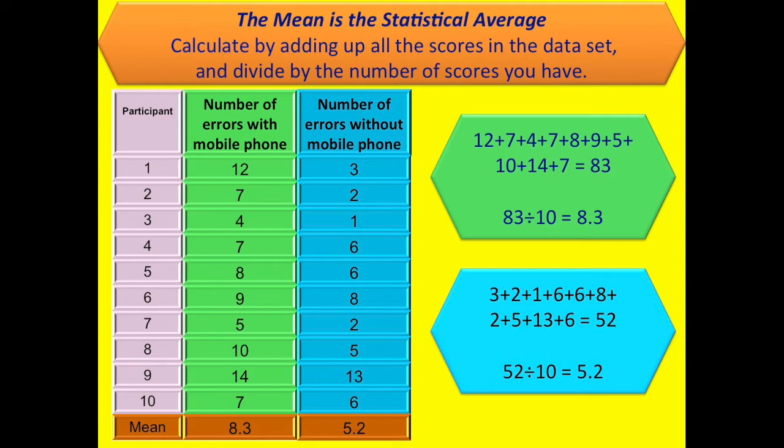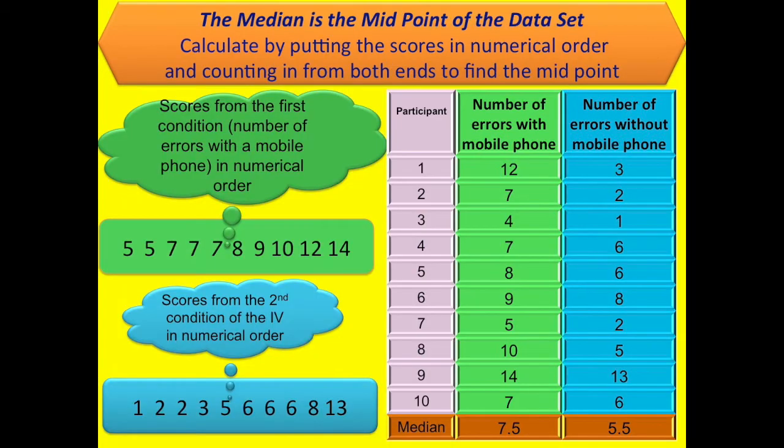In the exam, you must show your working out. Now, you might think it's quite simple, and you might even be able to do that in your head, and that's fine, but the examiners want to see you do that addition and that division to show the correct answer. Then you do the same with the second condition of the IV, number of errors without a mobile phone: 3 add 2, add 1, add 6, etc. equals 52. 52 divided by 10 equals 5.2. So the mean number of errors made while not using a mobile phone is 5.2.